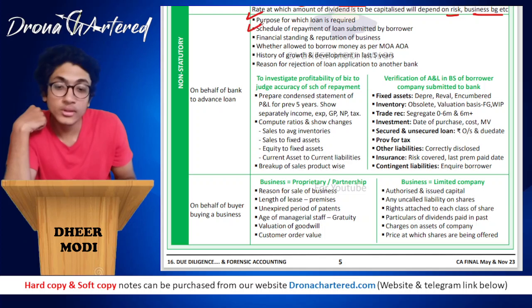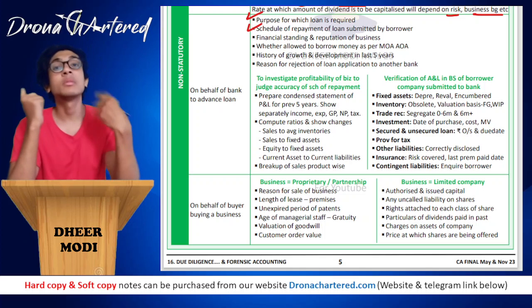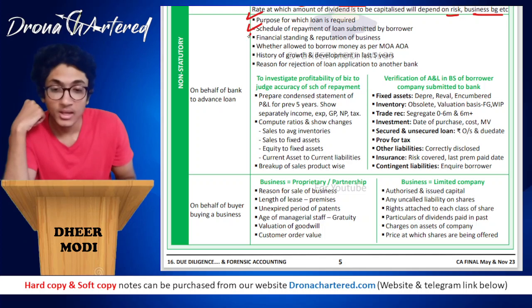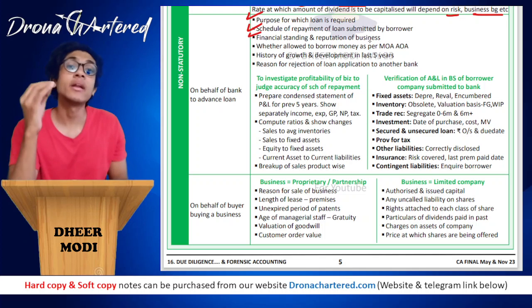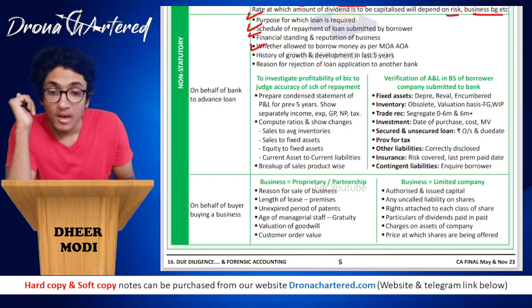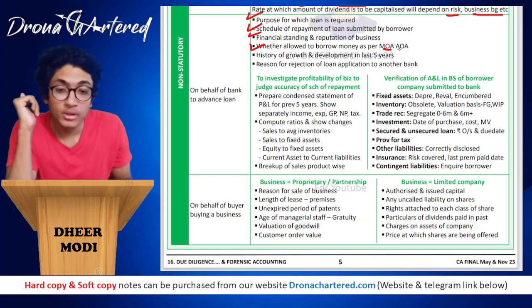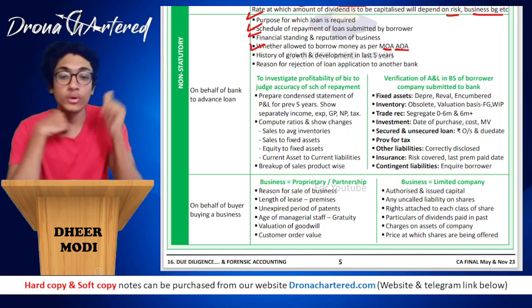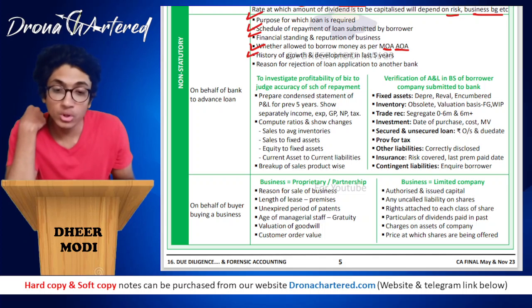Purpose for which the loan is required, schedule of repayment, that means when the borrower will repay how much, etc. Next is the financial standing and reputation of the business, whether it is allowed to borrow money as per your Memorandum of Articles, your MOA and your AOA, whether it is allowed or not.